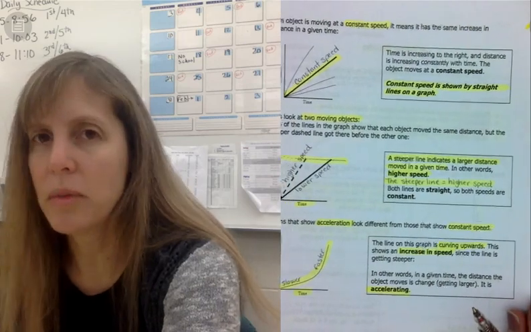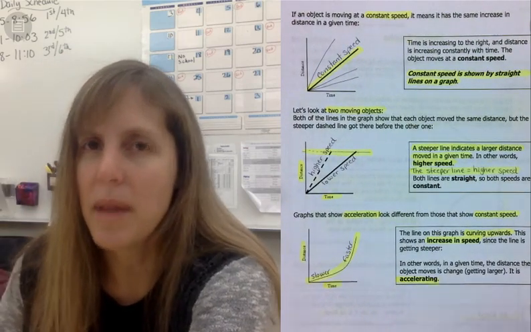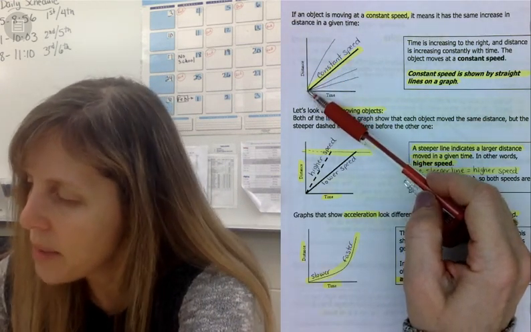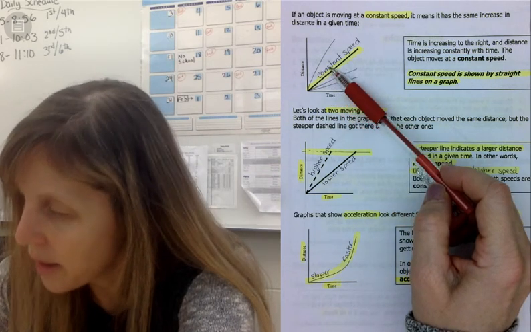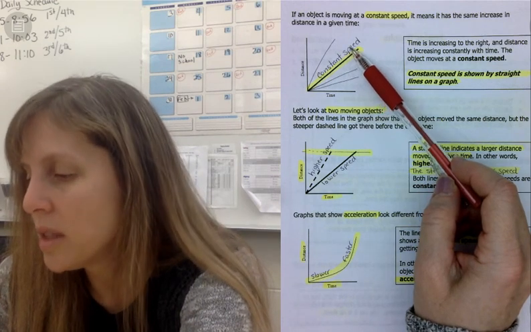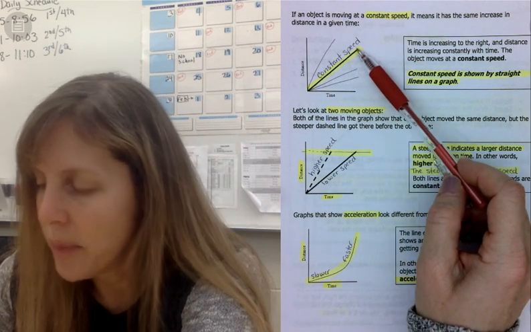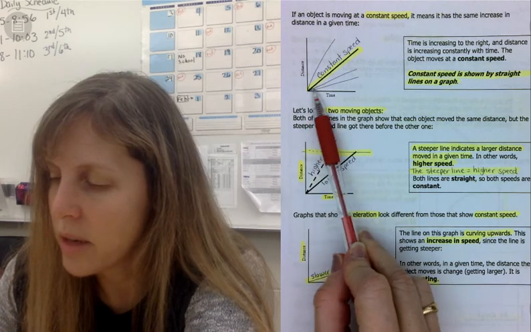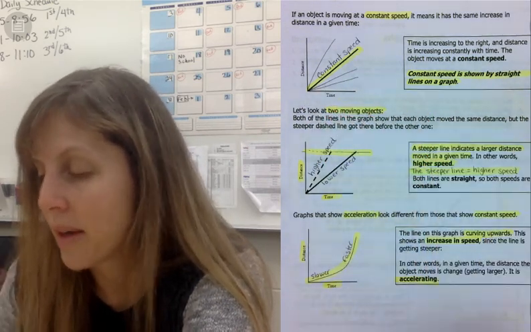If an object is moving at constant speed, it means it has the same increase in distance in a given time. So time is increasing to the right and distance is increasing with time constantly. The object moves at a constant speed. So constant speed is shown by a straight line on a graph. So here's constant speed. I drew some other lines here. These would be not so fast, and this would be faster than the one that I highlighted.